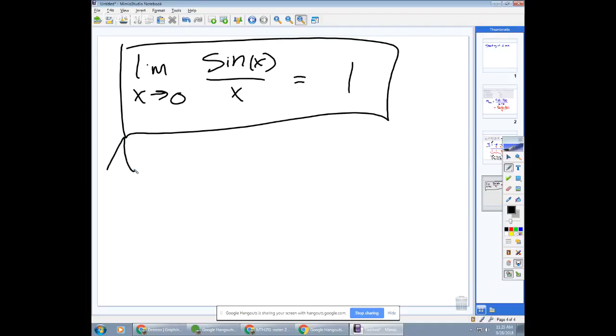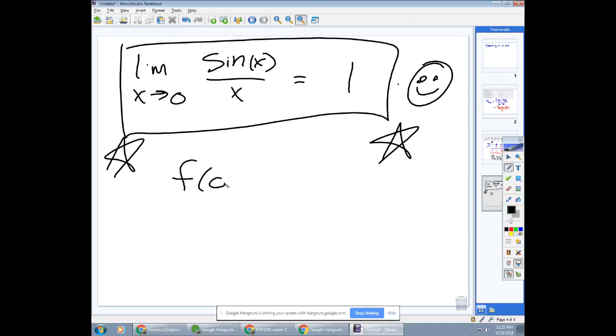Write it down, put stars and smiley faces all around it. It's super important. Well, it's also a maximum. And the interesting thing here is that although the limit is 1, f of 0 does not exist. So it's this thing we get to approach, but we can never touch it. It is just not there. It's this hole in space and time.